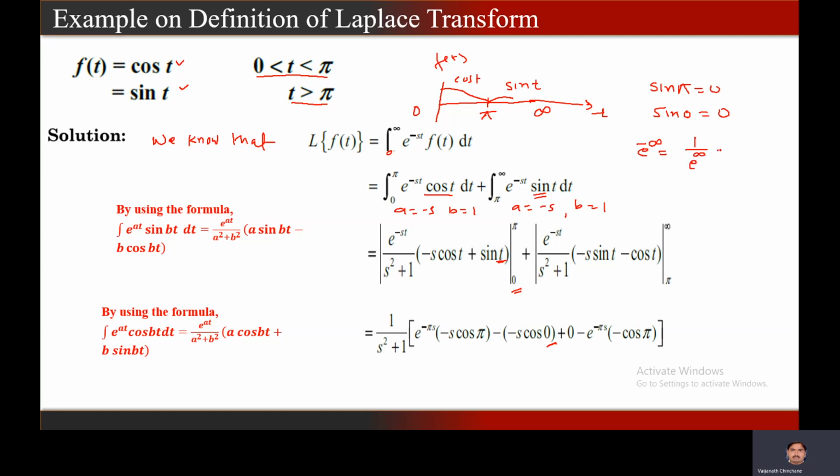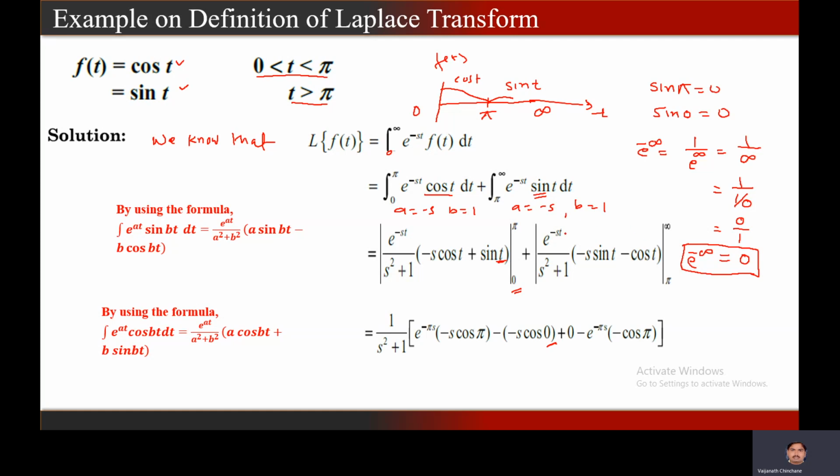1 by e raised to infinity means what? 1 upon infinity. But what is 1 by infinity? Infinity means 1 by 0, so this 0 will be reversed, that is 0 by 1, and that is equal to 0. Now from this lecture, remember that e raised to minus infinity is always 0. Remember this thing. We use this many times. So now remember e raised to minus infinity is 0.